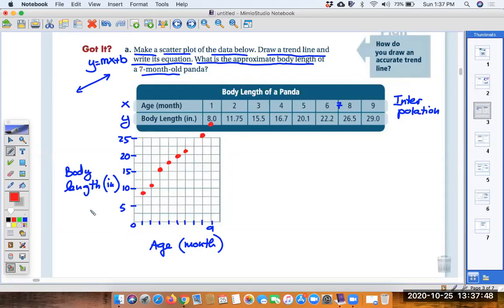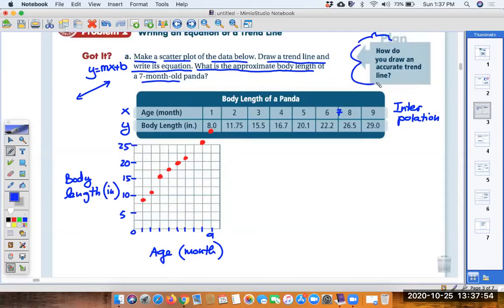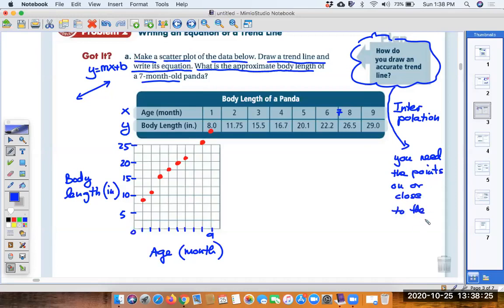The scatter plot is not connected, but the trend line is. So when you draw, here's the question in the corner. How do you draw an accurate trend line? What you write here is you need as many points as possible on or close to the line. So that's kind of what you look for.